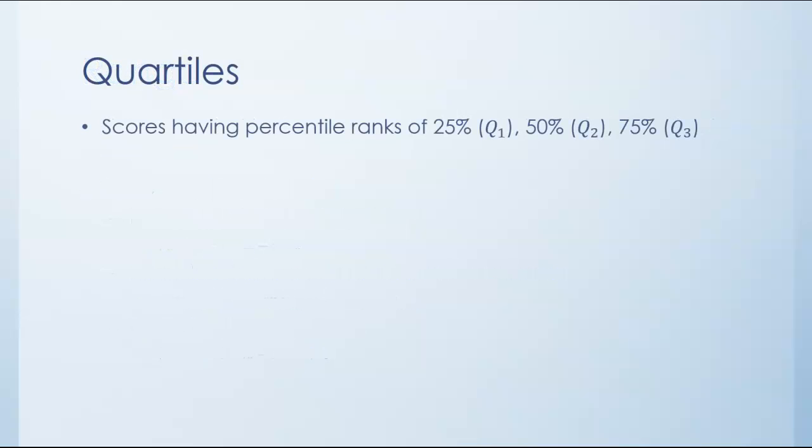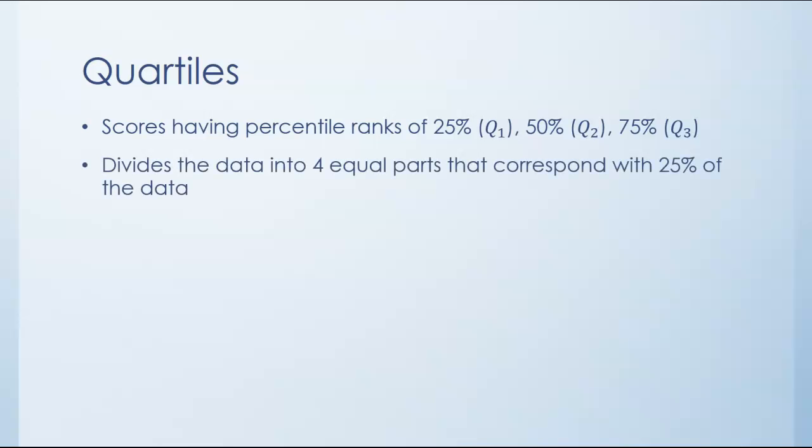Okay, so we have three quartile values we find. We have the 25th percentile, which is Q1. We have the 50th percentile, which we call Q2, and the 75th percentile, which is Q3. Just as a side note, know that the 50th percentile, the Q2, is actually our median. So when we're talking about quartiles, we're really talking about medians. So this divides our data set up into 4 equal parts, and they all correspond with 25% of the data. Again, note that the Q2 is also our median.